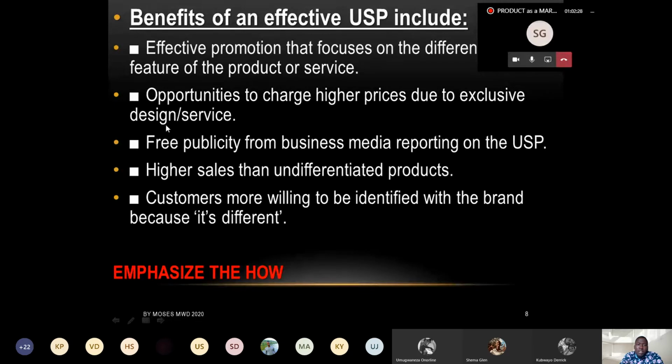Don't just summarize them like this. You should give the end result. If there is effective promotion, what happens to the business, or how does the business benefit? If the business has the opportunity to charge a higher price, what is the result? What is the end result? If there is free publicity, if there are higher sales, you should give the end result. Don't just summarize them like this. So that's what we call USP.